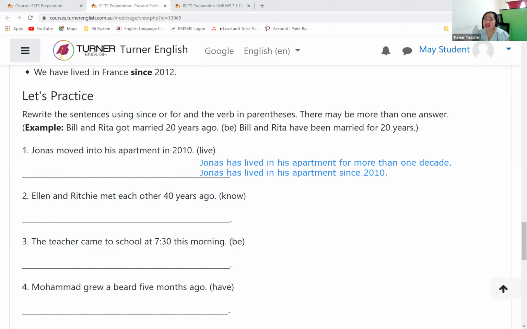Uyanga, known has to be in past participle. Can you please fix that? Bavik, don't forget your present perfect. There is no present perfect here. So have known, right? Don't forget, that's our target for today.